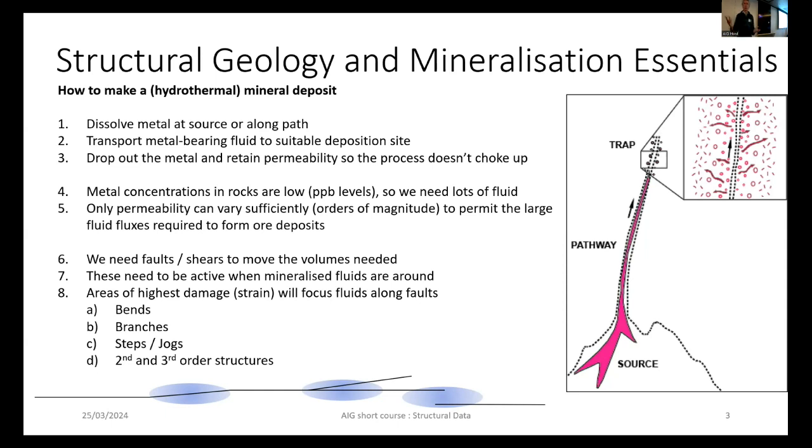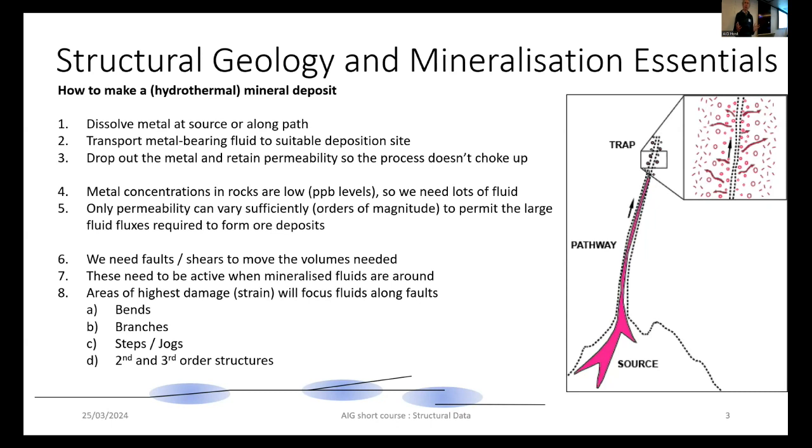You'll just have an interesting small amount of metal somewhere, but not of interest from an economic point of view. So faults need to remain active. And then faults are never, in books we read, they're planar features and straight, and they're always straight lines on a map, but faults are actually quite complex features.